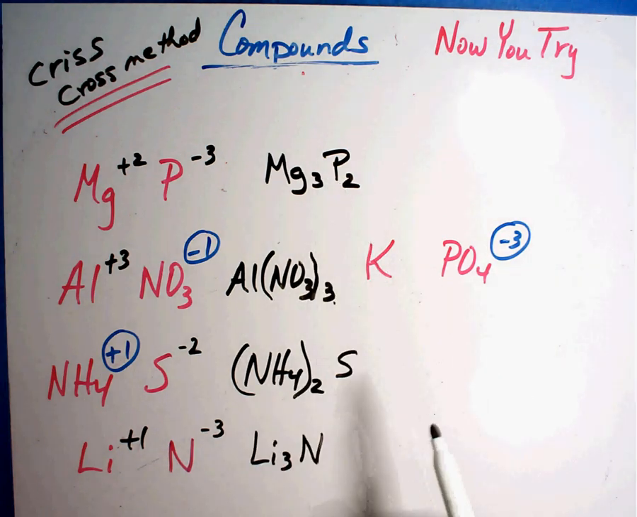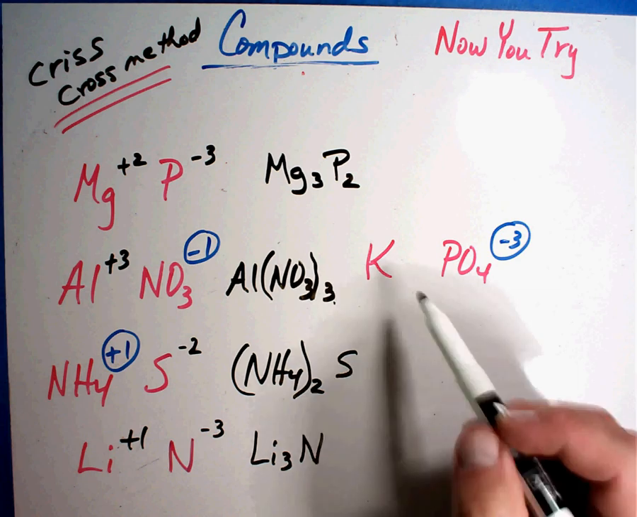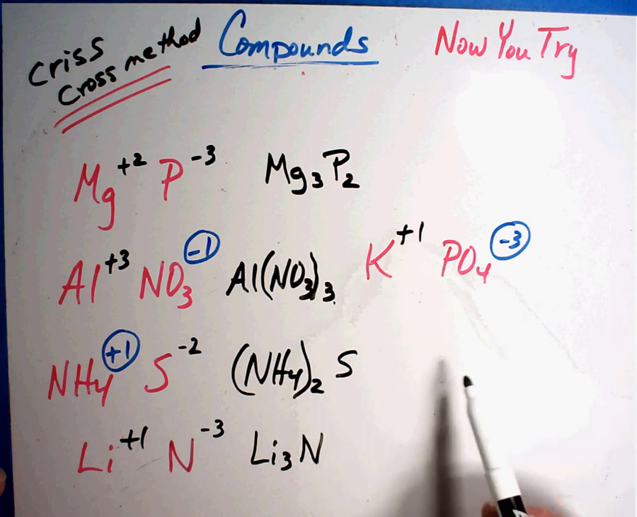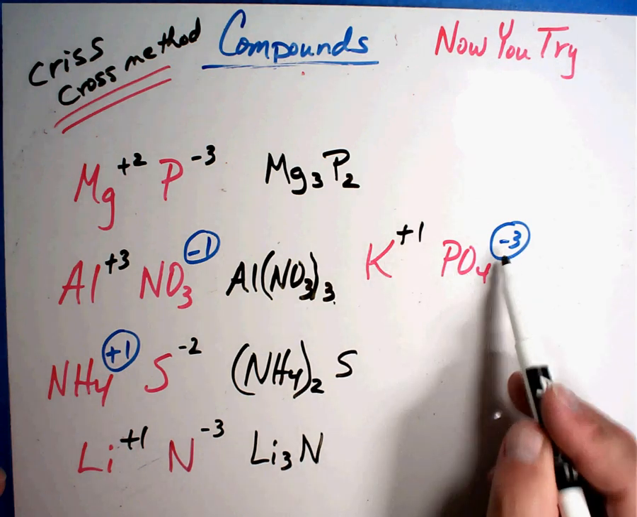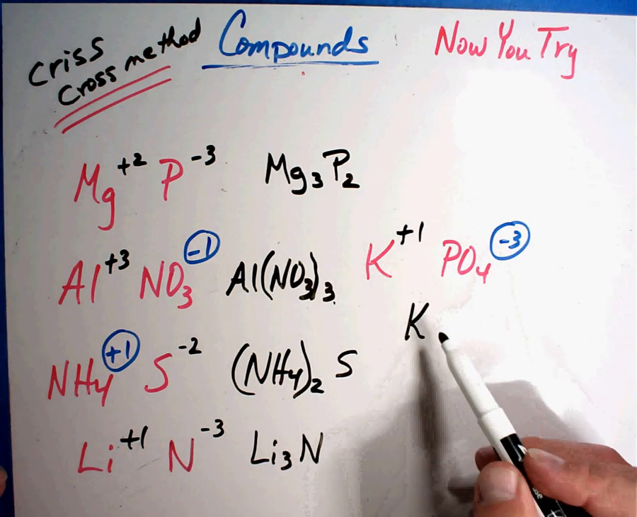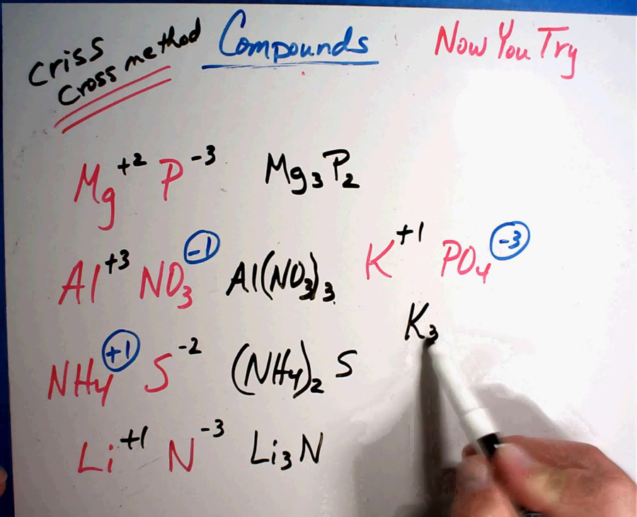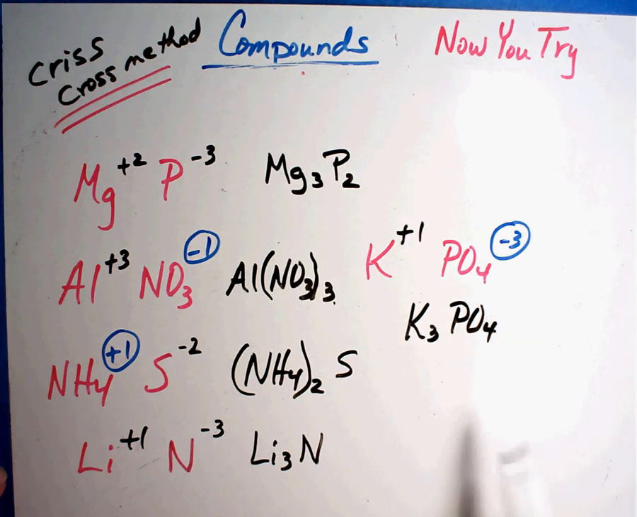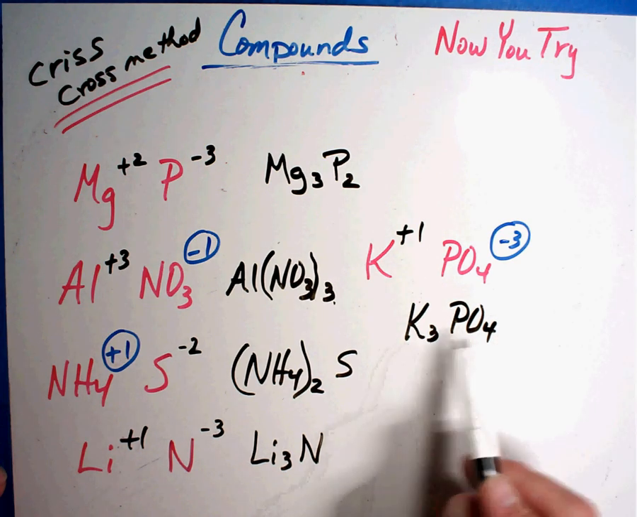Pretty simple. And then just as a reminder, well, I'll do this first. K is +1 and PO4 is -3. So you're going to have to switch them so you get K3 PO4 1. And you don't write ones. Potassium phosphate.